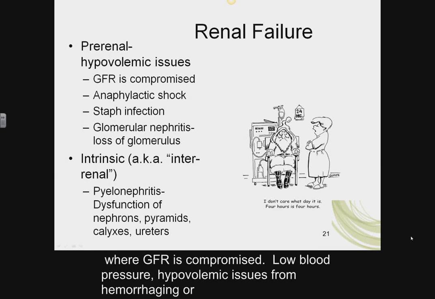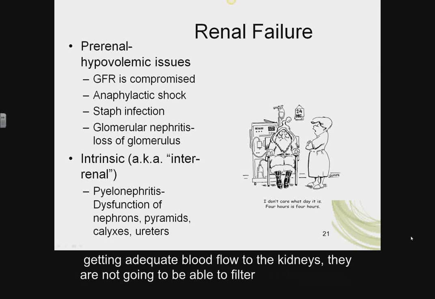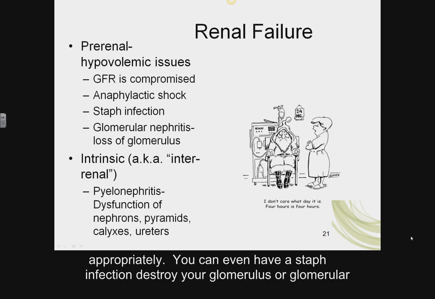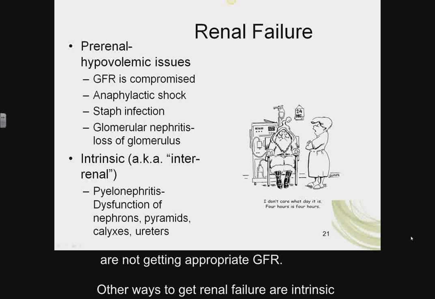How? Low blood pressure, hypovolemic issues from hemorrhaging or dehydration, anaphylactic shock, or blood pressure dropping for other reasons are examples. If you are not getting adequate blood flow to the kidneys, they are not going to be able to filter appropriately. You can even have a staph infection destroy your glomerulus, or have glomerular nephritis where the glomeruli are being lost. All of those are considered to be pre-renal issues where you are not getting appropriate GFR.